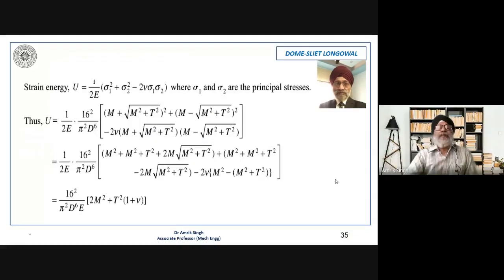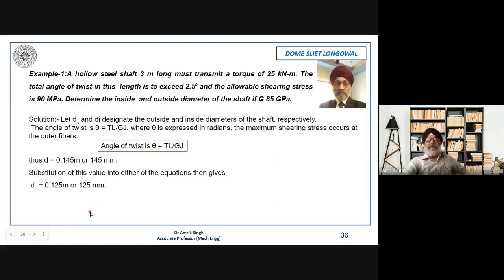Yes, sir. Okay. So now similarly we can calculate the strain energy. While calculating the strain energy, U is equal to 1 upon 2E times sigma 1 squared plus sigma 2 squared minus 2 nu sigma 1 sigma 2, where nu is the Poisson ratio. Okay. So now you can put in the values of sigma 1 and sigma 2, and you can get this relation. If you solve it, the expression will reduce to this. So you can further solve it or you can use it directly.